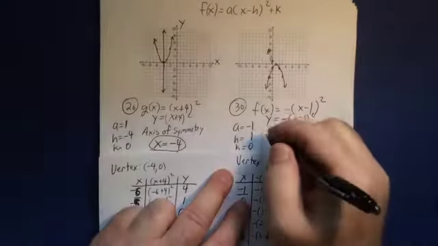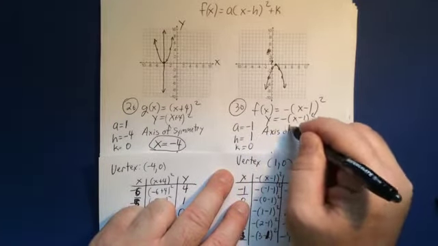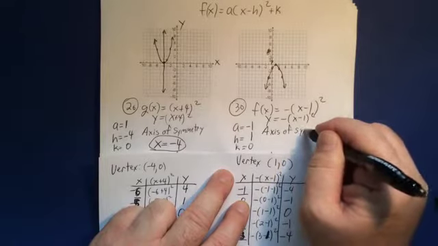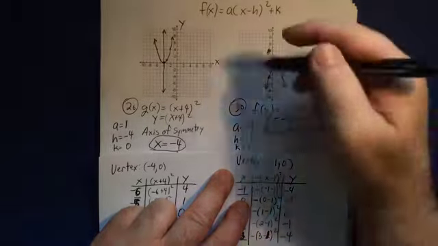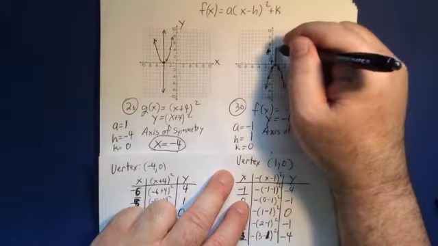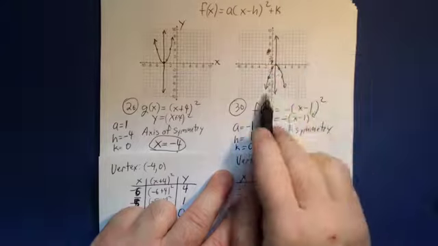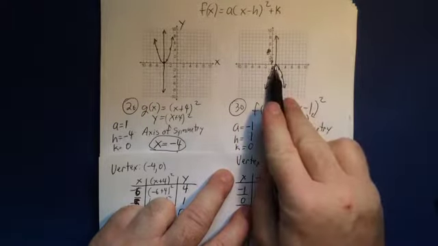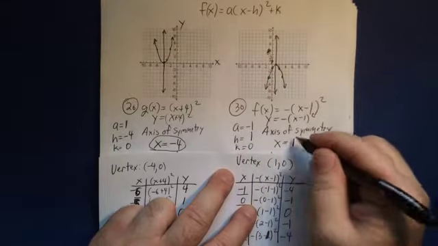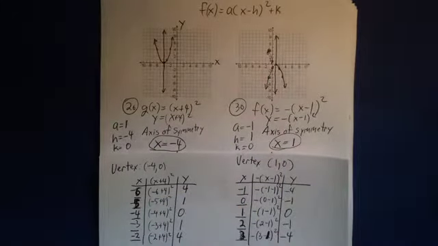So we have the vertex, we have the graph with the points with it, and now we have the axis of symmetry. So let's go ahead and identify that. For the axis of symmetry, I'm going to find the vertex and just draw a line through that, going up and going down. And I notice here it crosses the x-axis. Where's it crossing the x-axis? It's crossing it at 1. So I'm going to write the axis of symmetry as x equals 1.